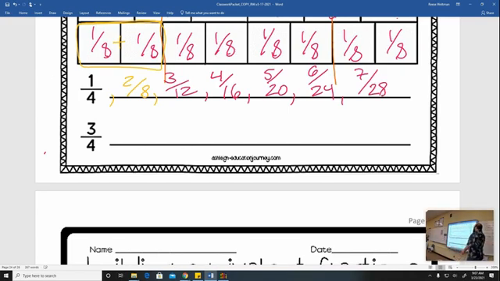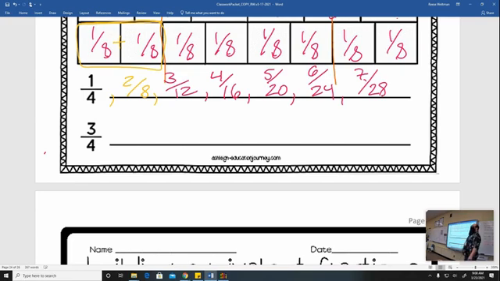Good. Now, there's another little hint here, too. There's another pattern. So you guys saw the pattern with skip counting by 4s. You saw the pattern with each of the numerators going up by 1. But there's another pattern too. What's 28 divided by 7? Ariana? 4. It's 4.